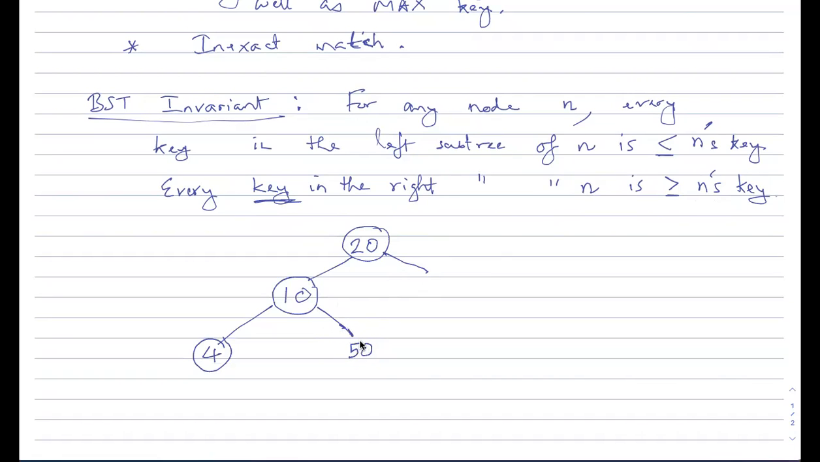No, because 50 is larger than 20. Correct. Because we are talking about this entire subtree, no elements can be greater than this 20, right? So 50 is not possible. So we can choose 15, which is fine. And then on this side, I can choose 12 because 12 is greater than 10. And here I can put 18, which is also fine.